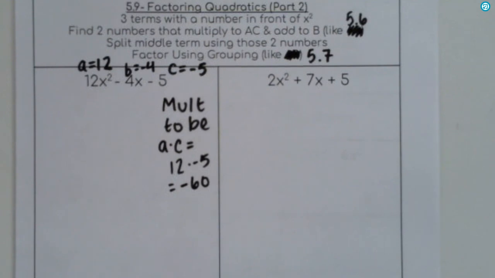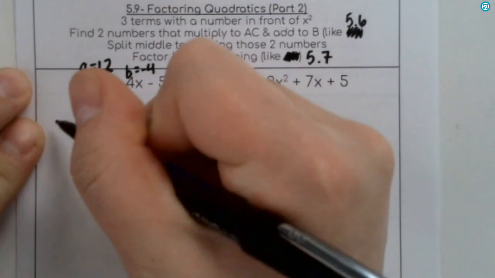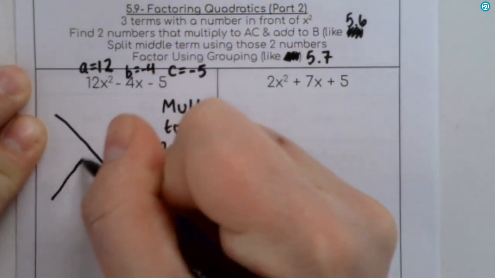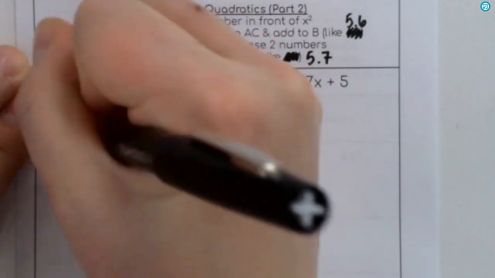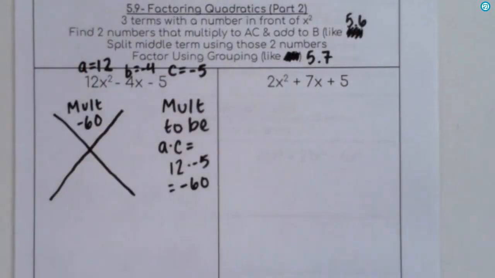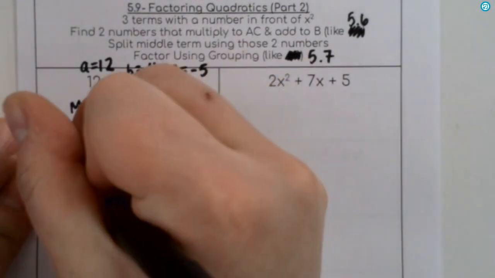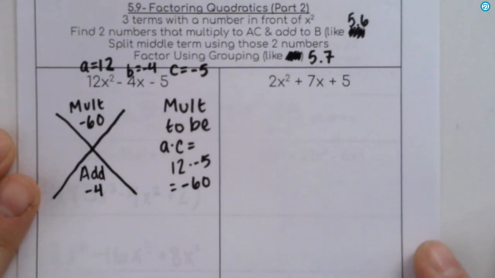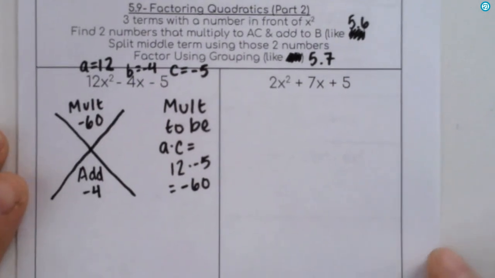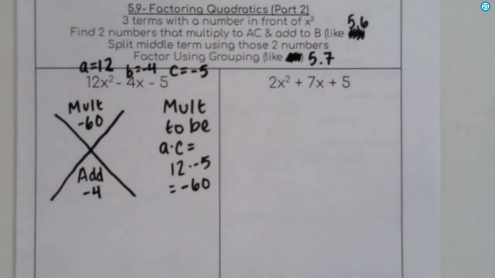We use our magic X for these. And so we say in the top of our X, okay, I need to multiply to be negative 60. And the bottom, we say, okay, I need to add to be my B value, which is negative 4. So we need to find 2 numbers that multiply together to be 60, and are 4 apart, and then we'll make the bigger one be negative.